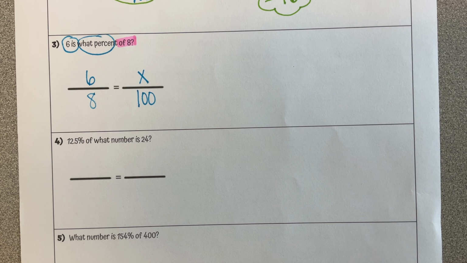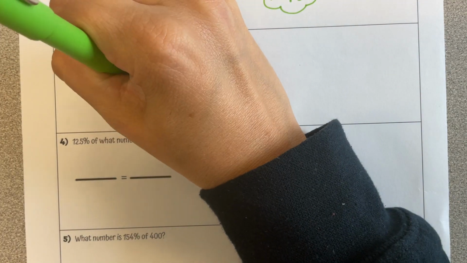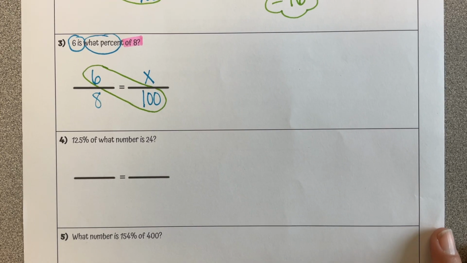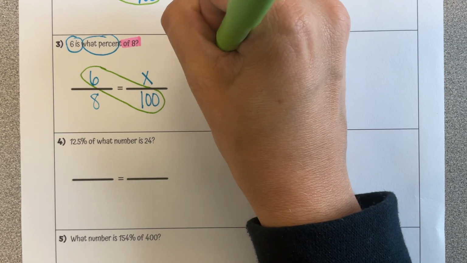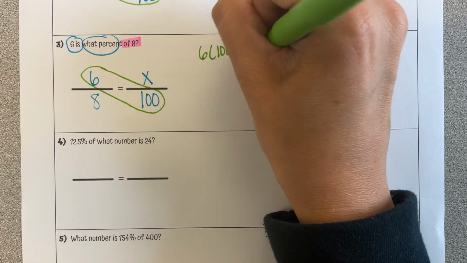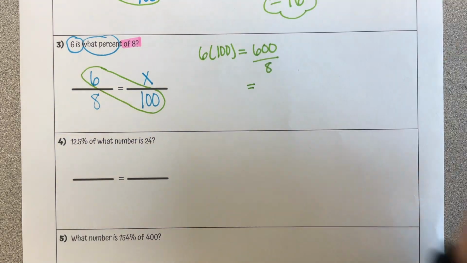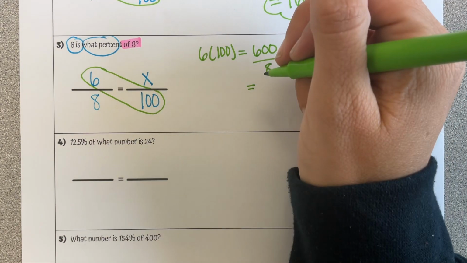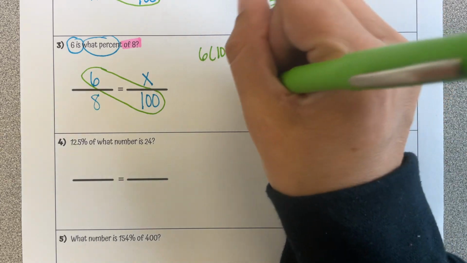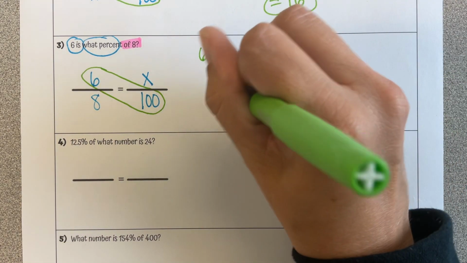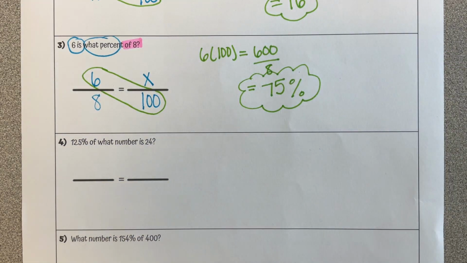Now we can solve. I know some of these are maybe easier to calculate in your head as we're practicing here, but it doesn't always work out that way, or it's decimals or whatnot. So we're still going to practice using the proper solving for proportions. So we're going to do 6 times 100 is equal to 600. Divide that by 8, and we get 75%. This one I am including the units, the percent sign.